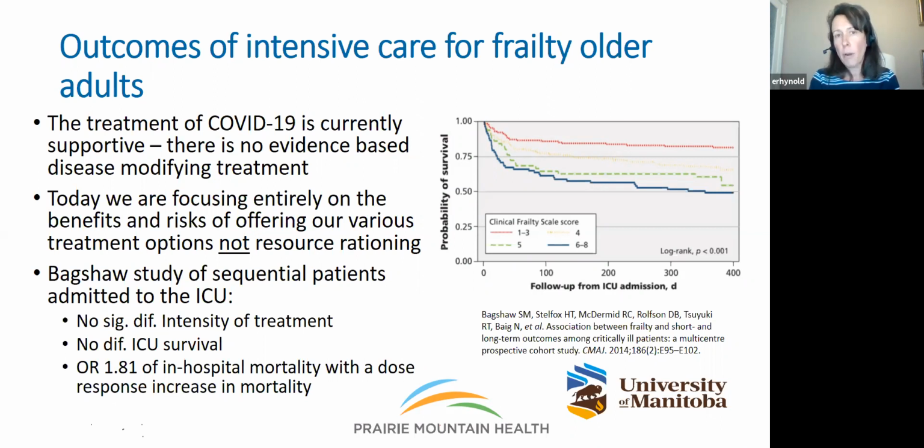And when thinking about frail older adults, even if there is a disease-specific treatment, it's often quite a while later before the treatments have an evidence base in our frail personal care home residents, because those studies just aren't done, and also because the frail are often so much higher risk of any adverse outcomes from any new treatments. So today we are going to be focusing on that supportive treatment and focusing entirely on the benefits and risks of offering different intensive or non-intensive treatment options for frail older adults.